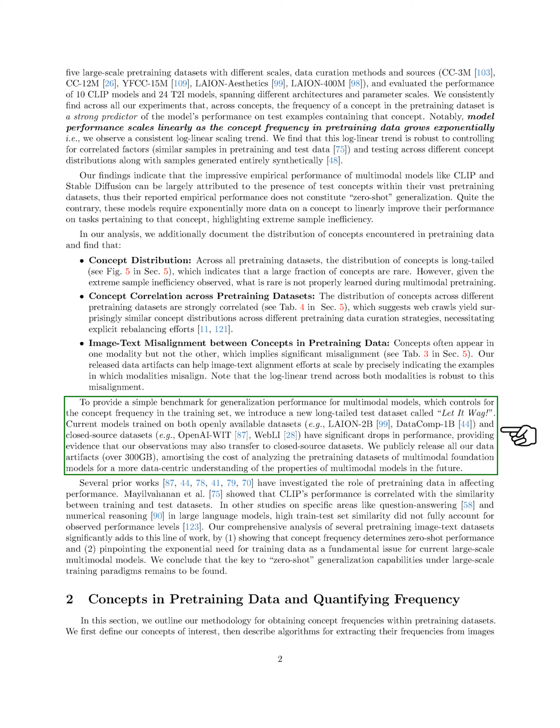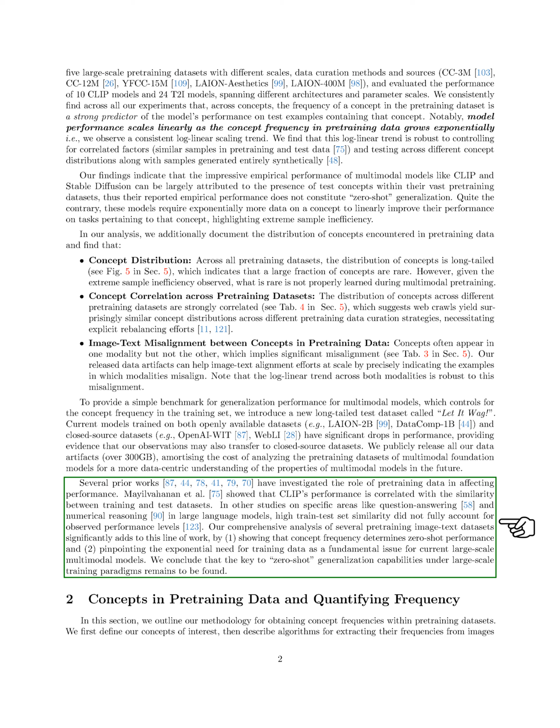To provide a benchmark for generalization performance, we introduce a new test dataset called Let It Wag that controls for concept frequency in the training set. Models trained on both open and closed-source datasets show decreased performance on this dataset, suggesting that our findings may apply to various datasets. We release all our data artifacts to facilitate further research on multimodal models. Our analysis contributes to understanding the challenges in achieving zero-shot generalization with large-scale multimodal models.